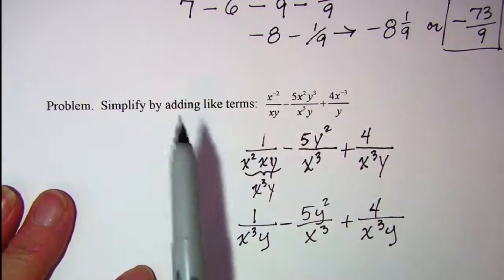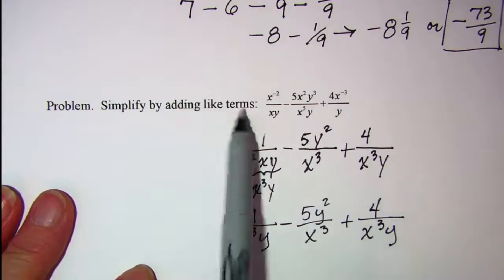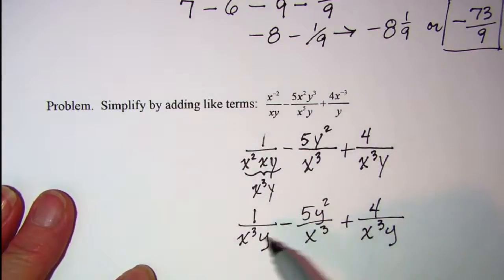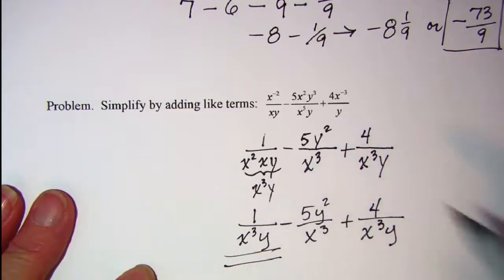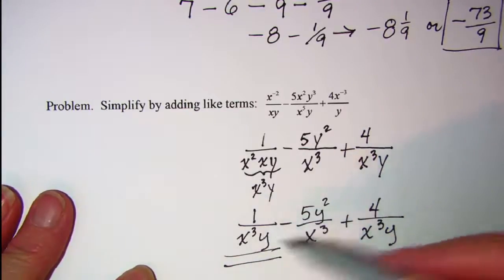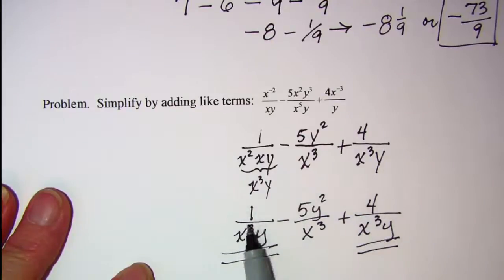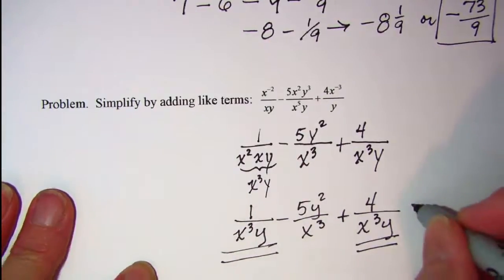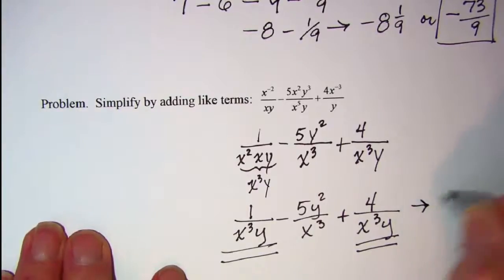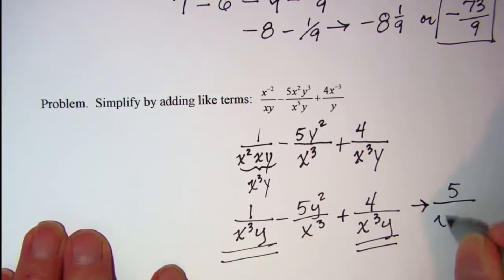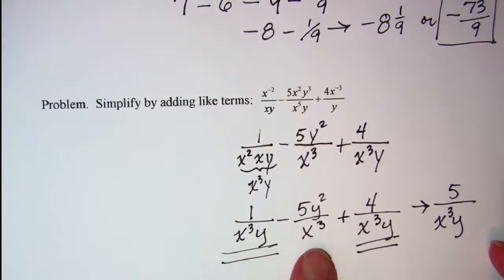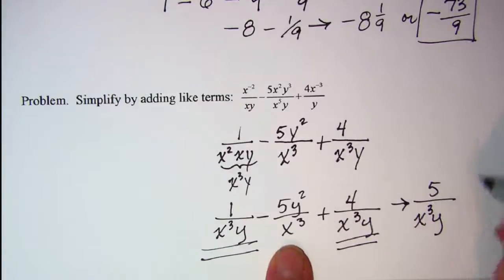Now the directions just says to add like terms, and I can see that this first term is a 1 over x cubed y term, and this last one is also a 4 over x cubed y. So if I put those together, 1 and plus 4, that's the same as 5 over x cubed y. And then this term I have to leave by itself, so minus 5 y squared over x cubed.